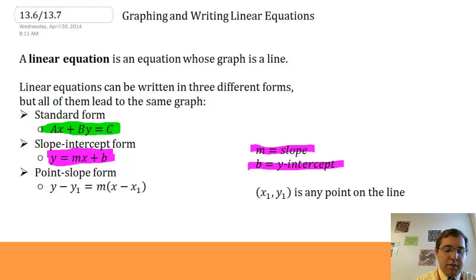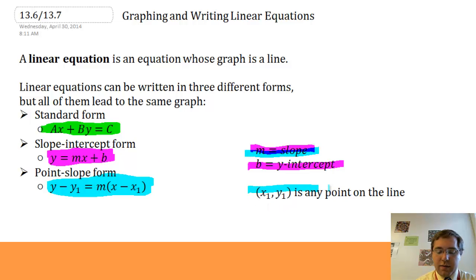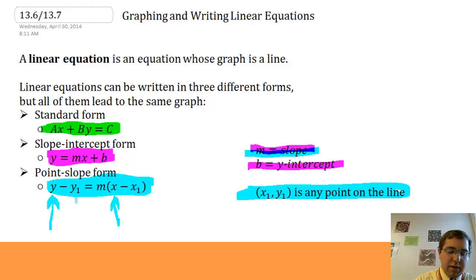And point-slope form is y minus y1 equals m times x minus x1, where again m is the slope and x1, y1 is any point on the line. So those will not be in your final equation. The regular x and y will, but the x1 and y1 will be replaced with numbers that represent any point on that line that you know is on the line.